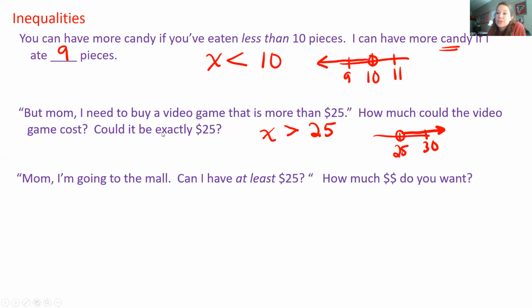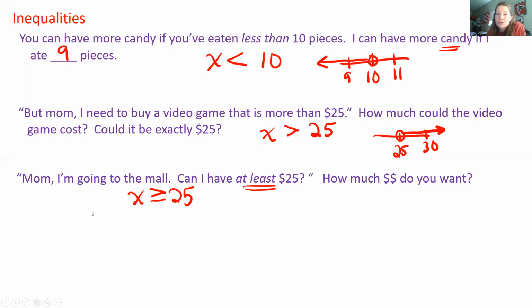All right, let's say you're telling your mom, Mom, I'm going to the mall. Can I have at least $25, please? What does that mean? How much money do you want? It means you want $25 or more. That's what at least means. It means the smallest amount I'll take is 25, but really I want more than that, right? So the amount of money I'm asking for Mom is greater than or equal to $25, not less than. If I say at least 25, if Mom gives me $20, I'm not happy.